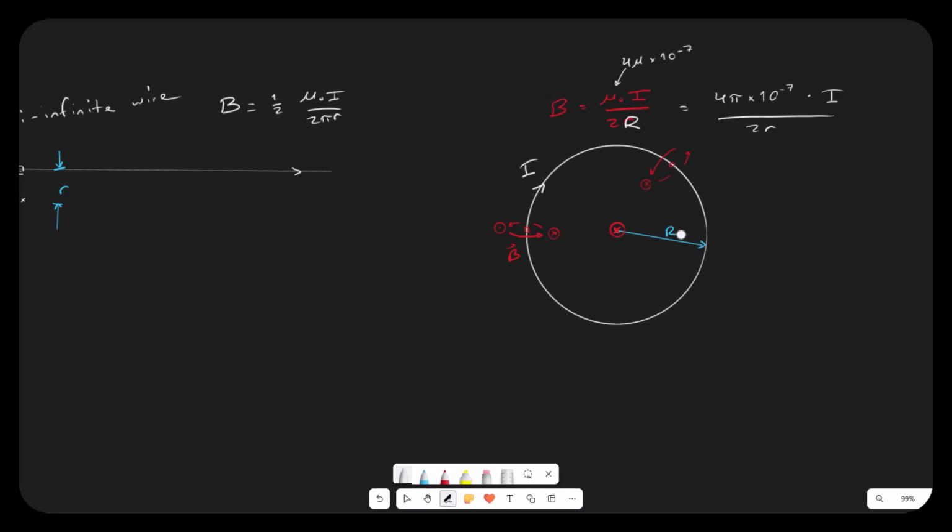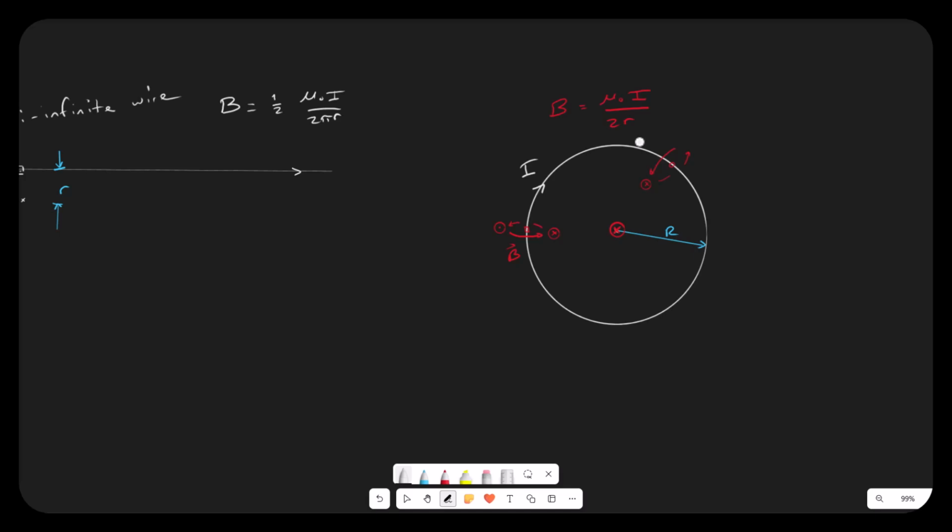I guess if I used a capital R here, I should use a capital R here. So there is a pi in here. Back here, this has a 4 pi in it. And this pi will cancel with that pi, so the pi's cancel because there's a pi in the denominator. So for a full circle, I get mu naught I over 2r.